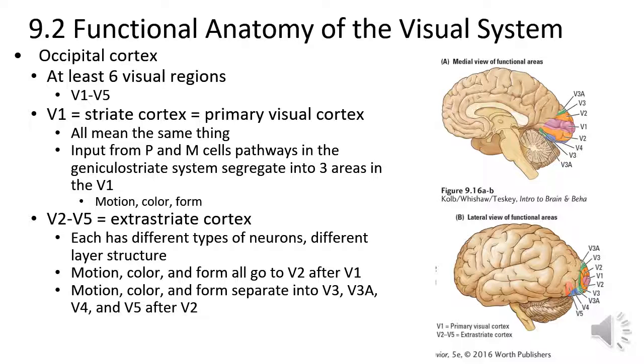We're starting to learn a little bit more about what those different areas are for, but we're not totally sure about all of the functions. We do know that motion, color, and form all go to V2 after V1, so they still are segregated in V2, and then they separate after V2 into V3, V3A, V4, V5 afterwards.